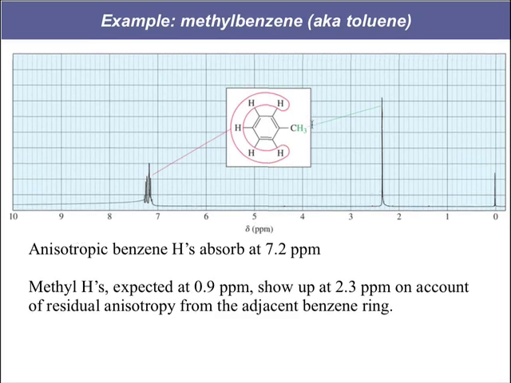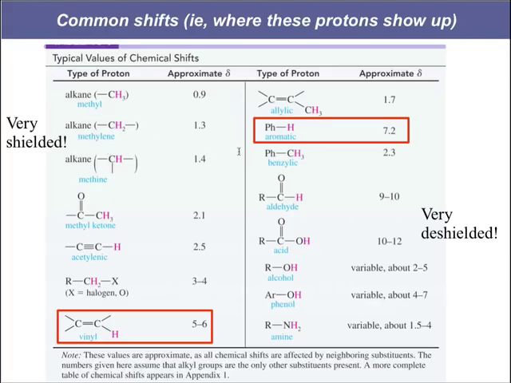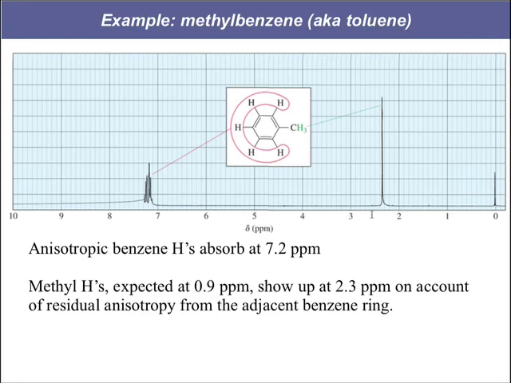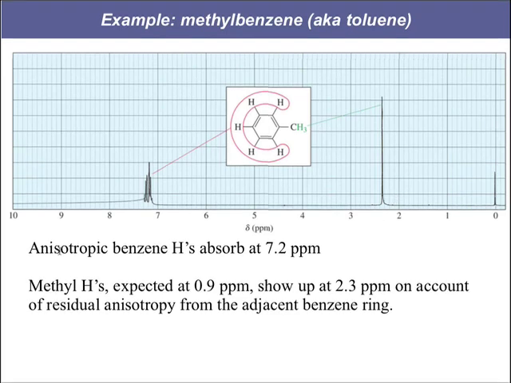So we would say they're benzylic, those hydrogens are on the benzylic position. And here we see that benzylic hydrogens show up at around 2.3. That's pretty close to what we have. This looks like it's about 2.4, but very close. These anisotropic benzene hydrogens should show up at 7.2, and the methyl H's expected to be at 0.9 show up at 2.3 on account of being near the benzene ring. The benzene ring effectively deshields groups that are near it.